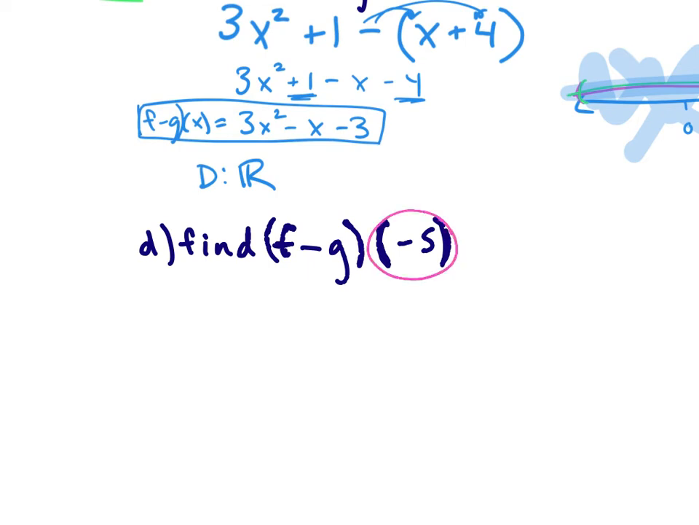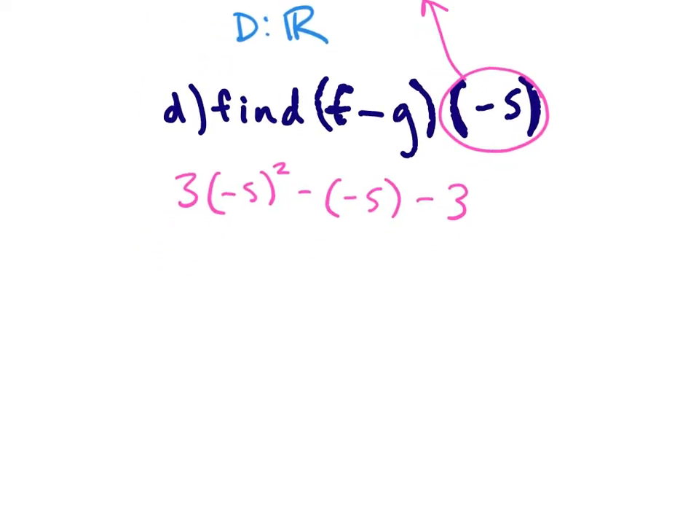All right, next we are going to plug in negative 5. So we take negative 5, plug it into our new function here. So we have 3 times negative 5 squared minus negative 5 minus 3. What's negative 5 squared? 25. And what's 25 times 3? 75. What happens to this minus a negative 5? Comes to plus 5. So we have 75 plus 5 minus 3. 77.